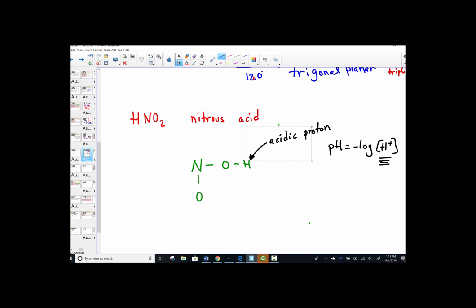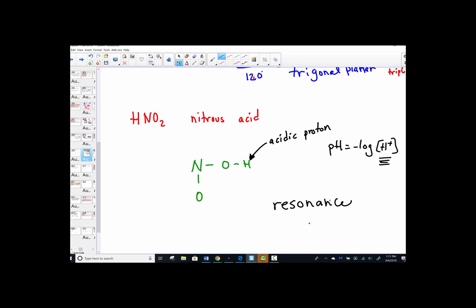So recognizing it as an oxyacid allows me to remember that I have to attach it to an O and not the central atom. And it did not matter which one I attached it to. This particular molecule will exhibit something called resonance.